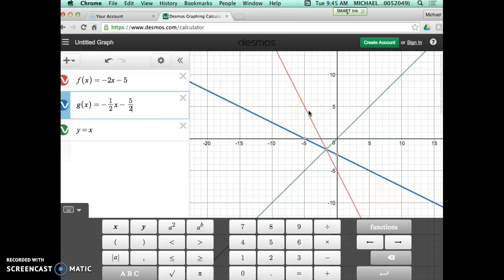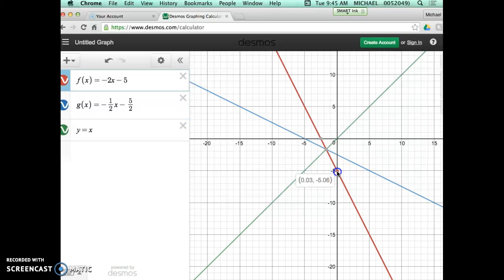But a couple key points. The original function's y-intercept is negative 5, or (0, negative 5), which is the x-intercept of the inverse. And if you notice, the x and y values switch. Now it's (negative 5, 0) for the inverse. If you did not get this, please raise your hand and I'll come check your work.